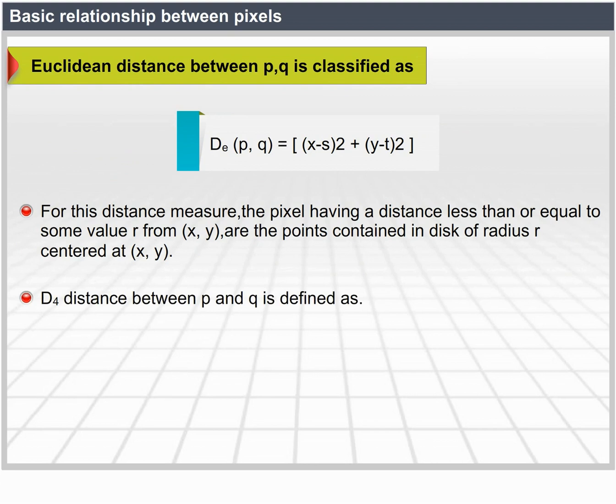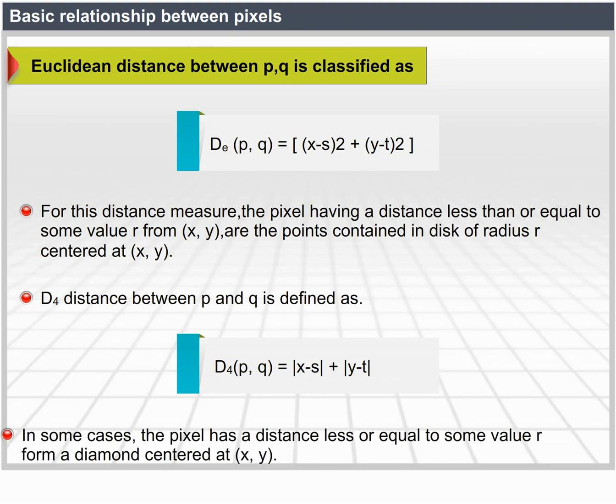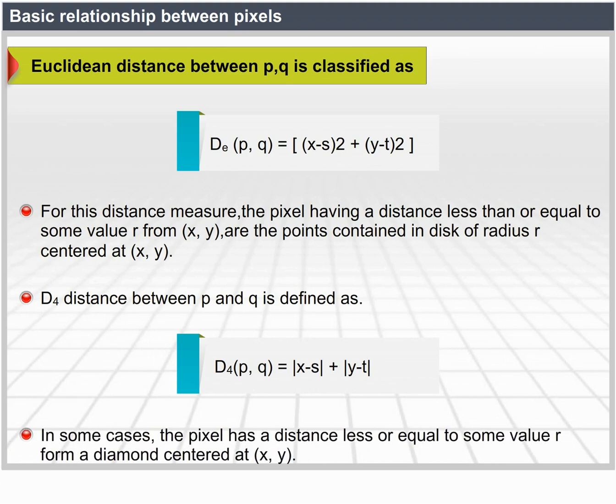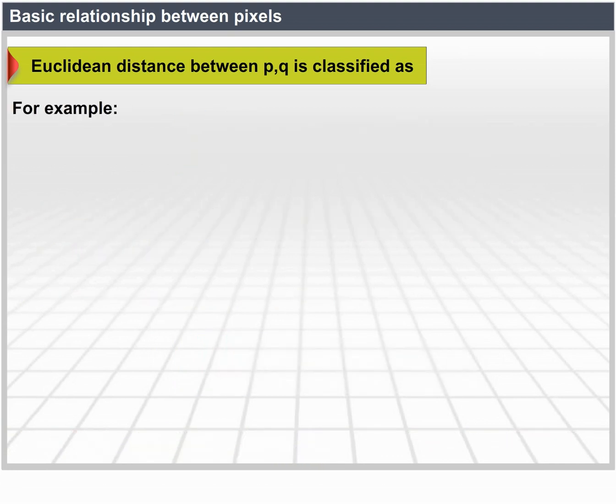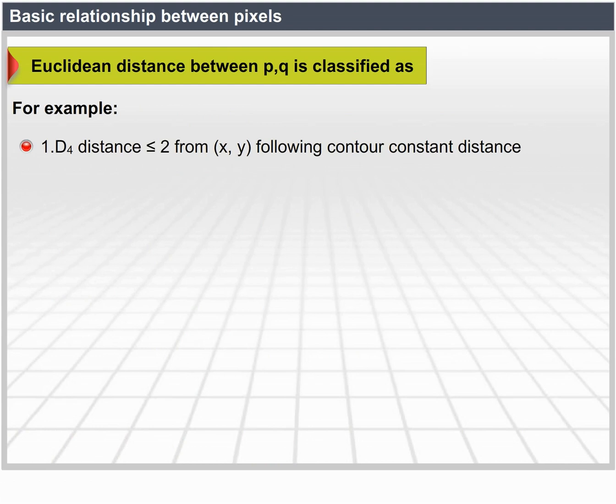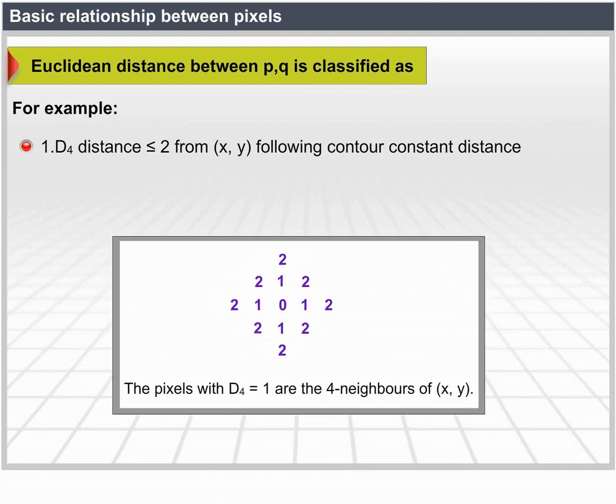D4 distance between P and Q is defined as D4(P, Q) equals |x minus s| plus |y minus t|. In this case, the pixels having a distance less than or equal to some value r form a diamond centered at (x, y). For example, D4 distance less than or equal to 2 from (x, y) forms contours of constant distance. The pixels with D4 equals 1 are the 4 neighbors of (x, y).